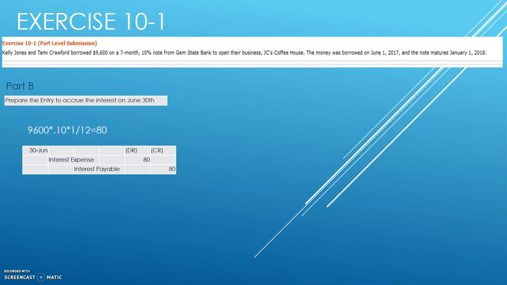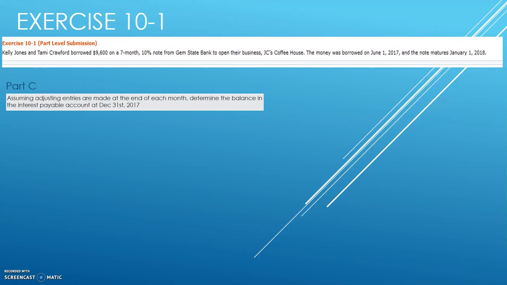Journal entry here, we see the 30th of June. I don't know why I changed types there, but sorry about that. We debit the interest expense and credit interest payable at this point. And then we're going to step to Part C.